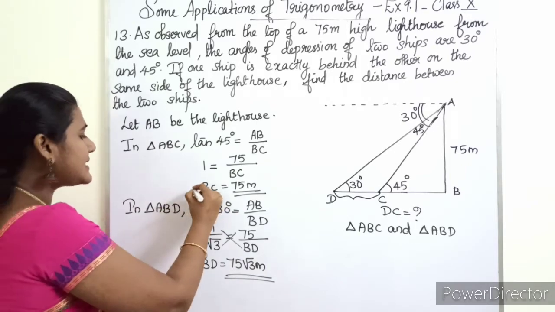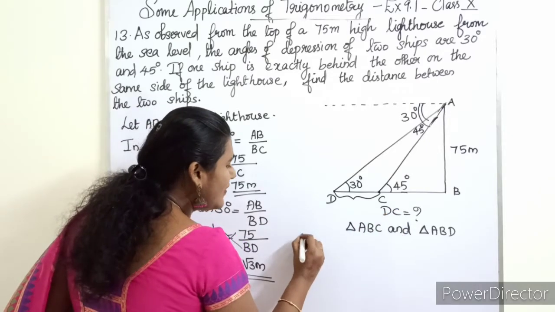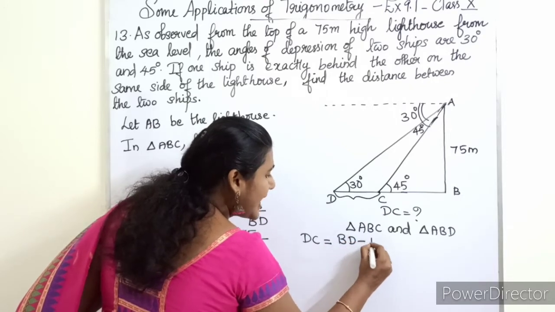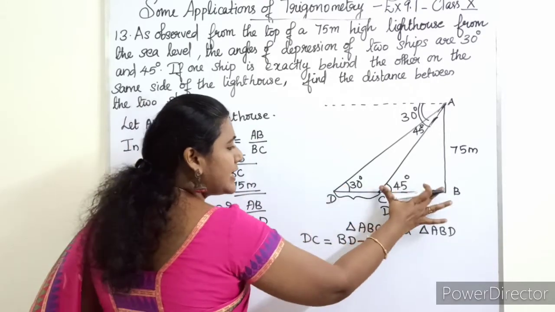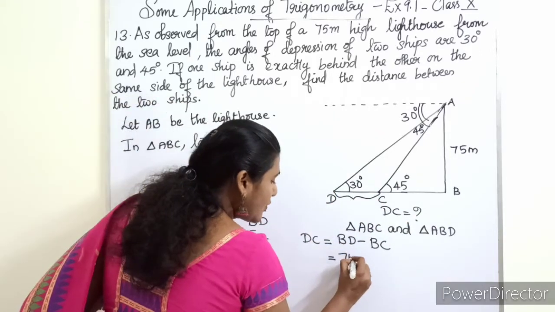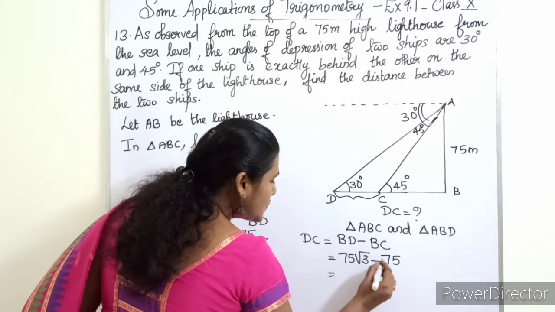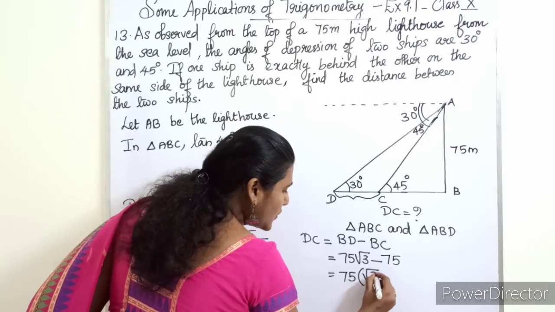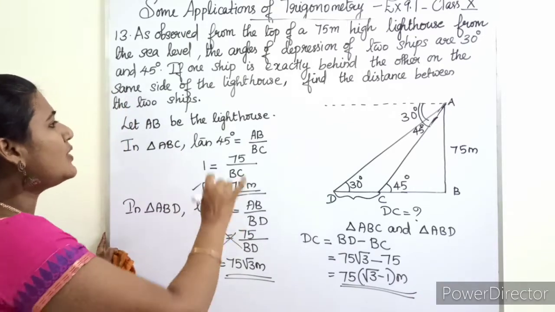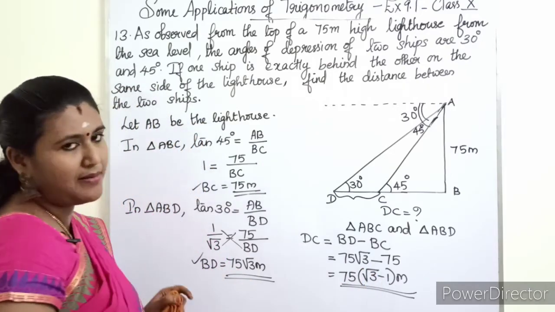So we got BC and BD values. We have to find DC. How will you find DC? DC we can find out by BD minus BC. If you subtract BD and BC, you will get DC value. BD we already got as 75 root 3, minus BC, that is 75. From these two we can take 75 outside. So the answer is 75 into root 3 minus 1 meters. The distance between the two ships is 75 into root 3 minus 1 meters.